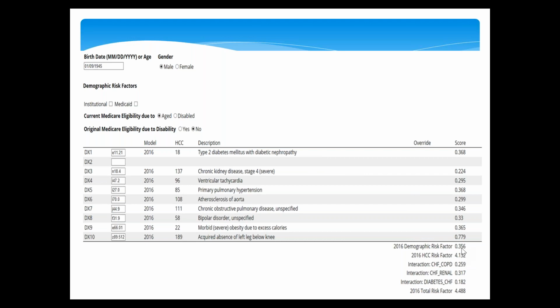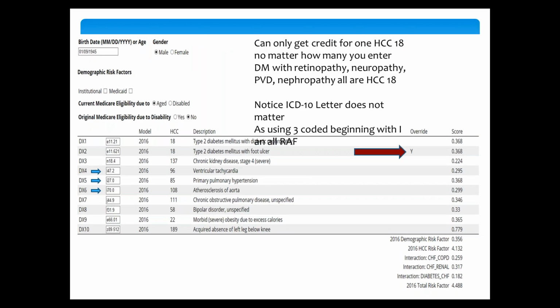They get a demographic risk factor of 0.356, but they get the interactions here: CHF and COPD, CHF and renal, and diabetes and CHF. As you can see, that added a little more than 0.8 in risk score, which is significant. Now, you can only get credit for one of the 18s, no matter how many diagnoses you put in here.